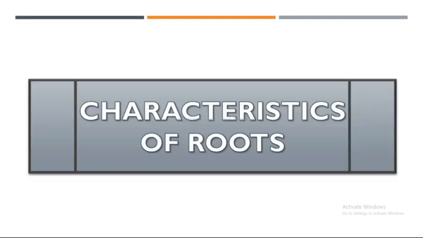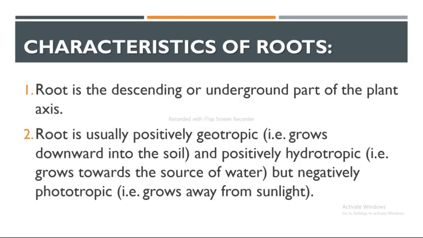Next, I will discuss the characteristics of roots. First, root is the descending or underground part of the plant axis. Second, root is usually positively geotropic. It means it grows downward into the soil, and positively hydrotropic. It means that it grows towards the source of water, but negatively phototropic, which means it grows away from sunlight.